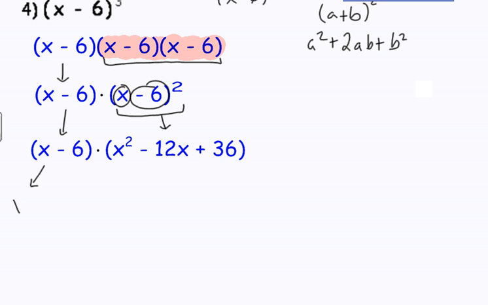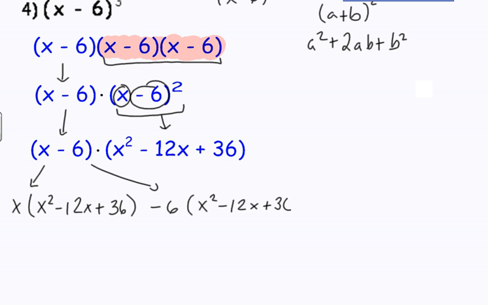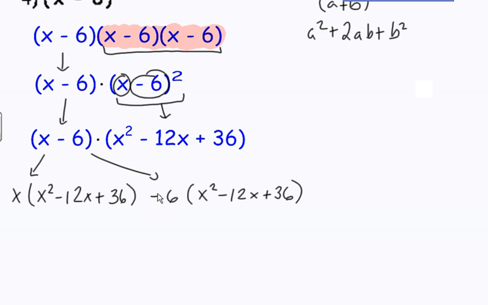Now we can use our double distribute method. So I'm going to break this apart into x times x squared minus 12x plus 36, minus 6 times x squared minus 12x plus 36. And I'm going to need to go ahead and distribute both of these terms. So I'm going to distribute an x through these terms, a minus 6 here through these terms.